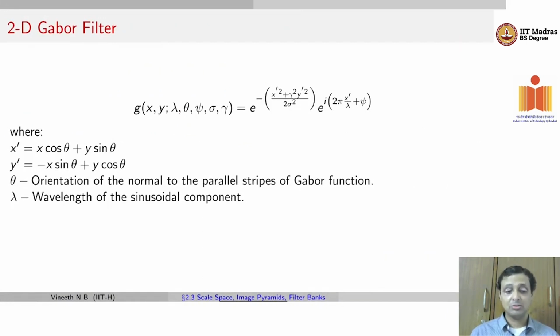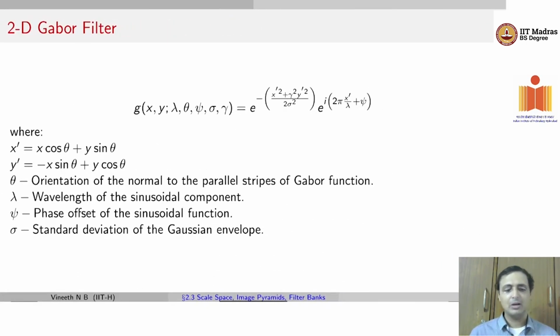Lambda is the wavelength of your sinusoidal component. Remember, your sinusoid has a wavelength and a frequency. So your lambda is your wavelength. Psi is the phase offset of your sinusoidal function. Once again, recall our discussion on image frequencies earlier.